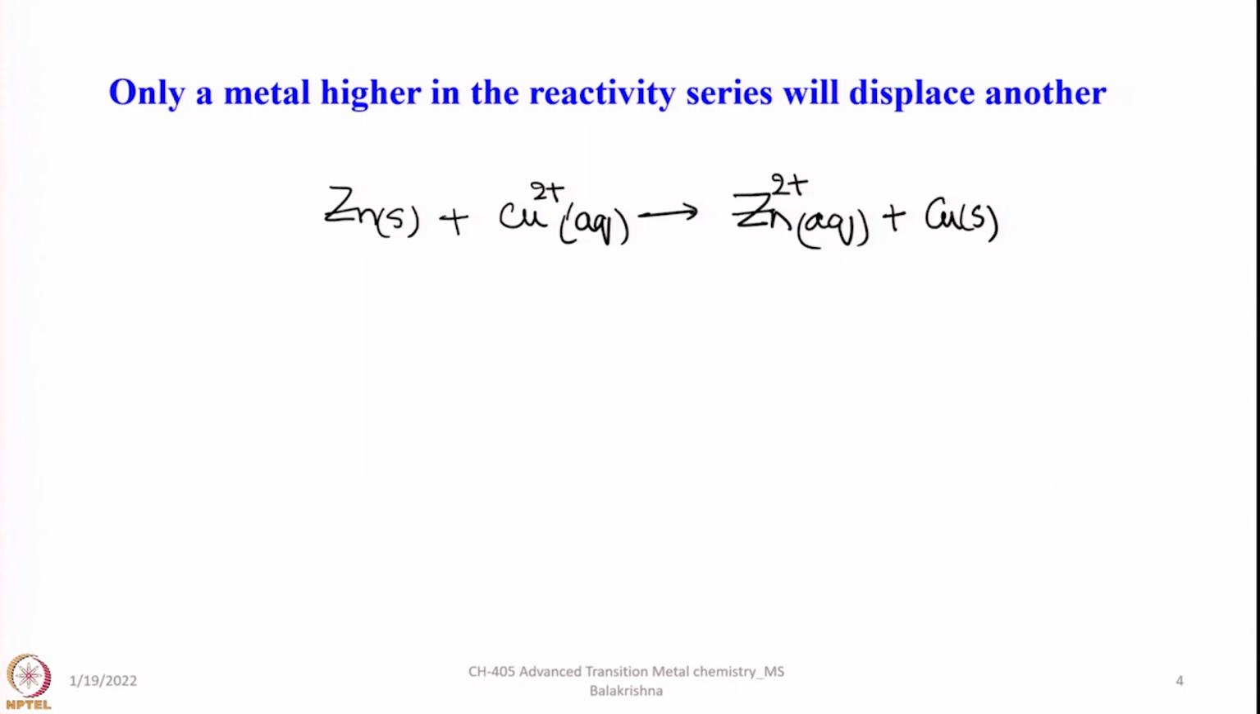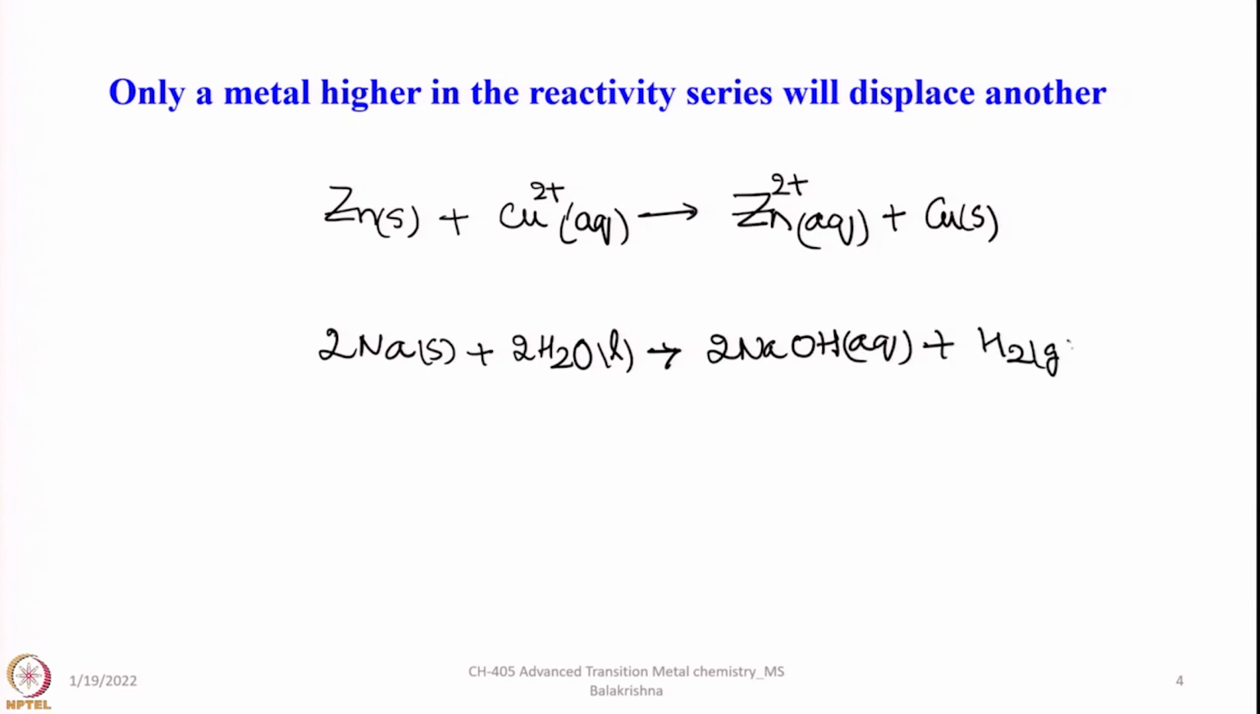So, it is important to distinguish between the displacement of hydrogen from an acid and hydrogen from water. Sodium is highly reactive and is able to displace hydrogen from water. For example, if you take solid sodium and add it to water, I am sure you are all familiar with this equation. So, H2 is liberated here. Sodium is highly active and is able to displace hydrogen from water.